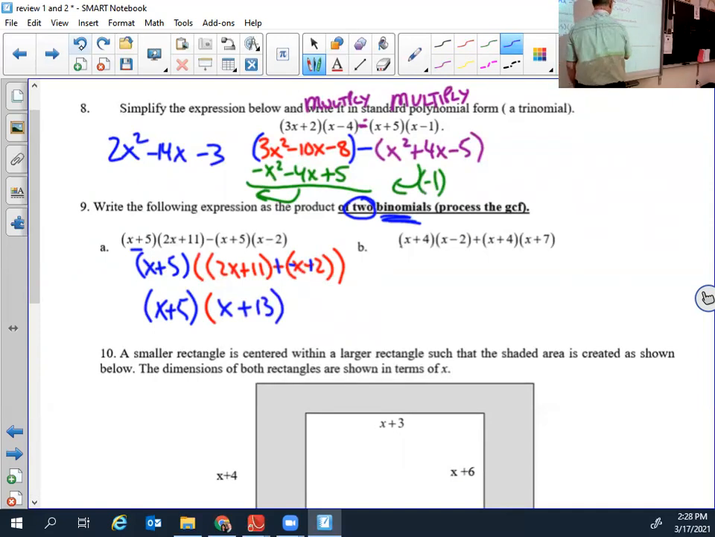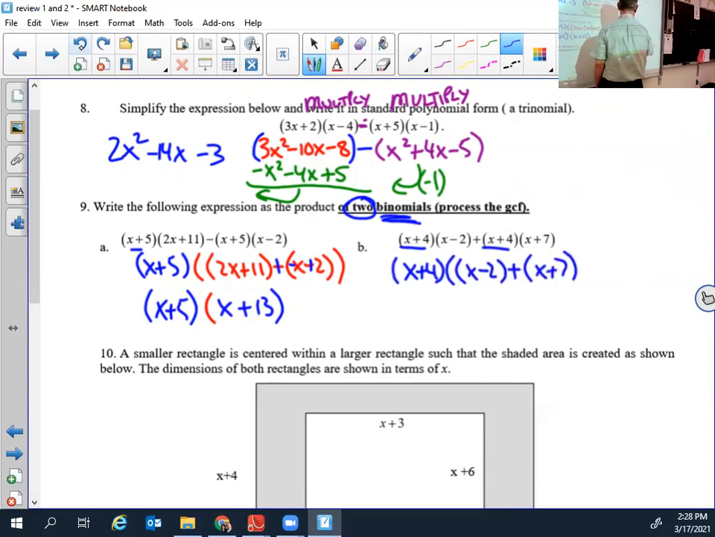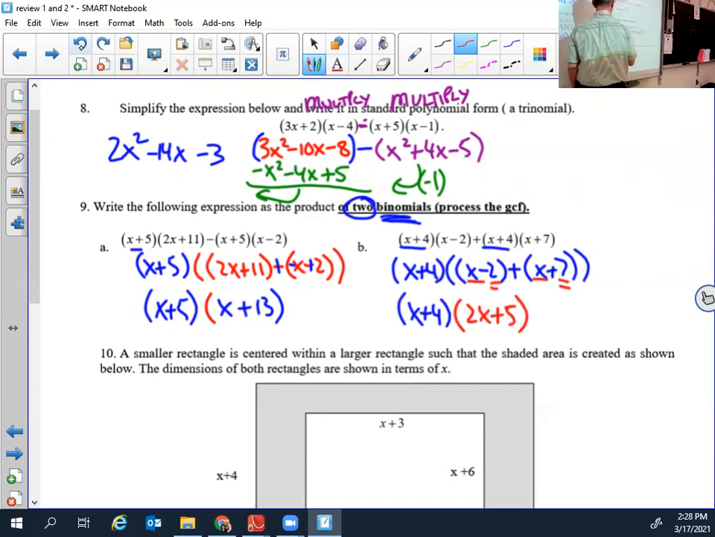I'm going to factor out the x plus 4. And then I'm going to have x minus 2 plus x plus 7. So I'm going to have x plus 4 times 2x plus 5. And that's how they wanted it left. They wanted 2 binomials.